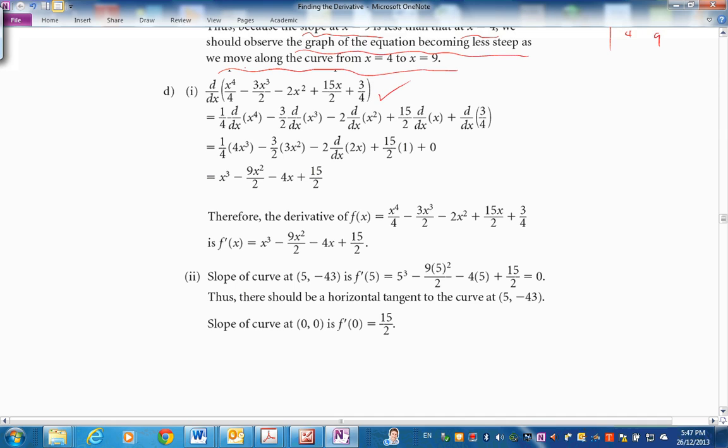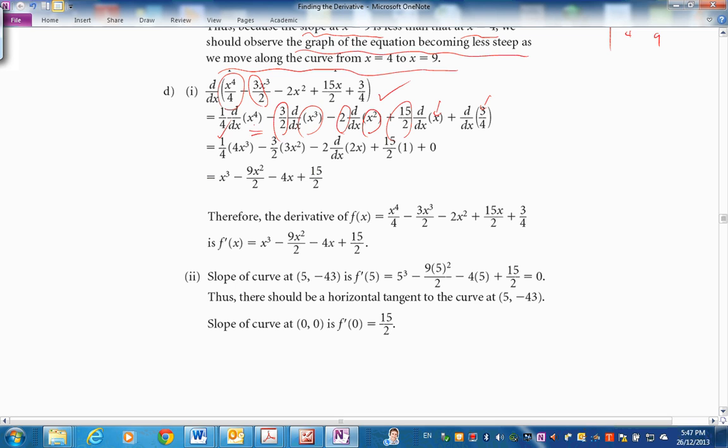Here's a big function. A quarter of x to the fourth, so it's a quarter of the derivative of x to the fourth. Negative 3 over 2, times the derivative of x cubed. And then negative 2 by the derivative of x squared. 15 over 2, just worrying about the x parts.